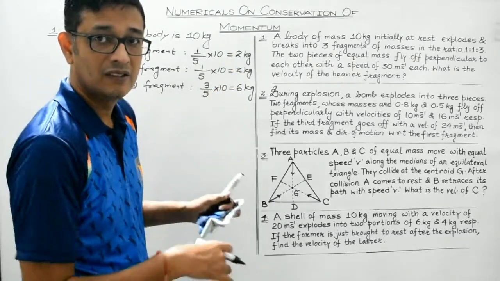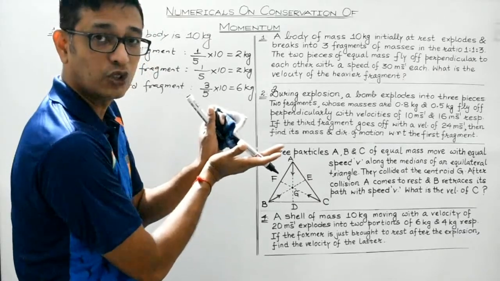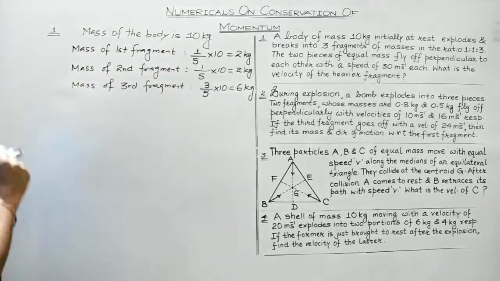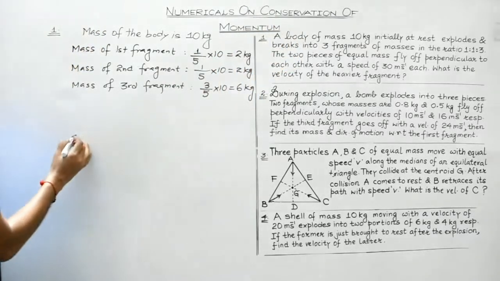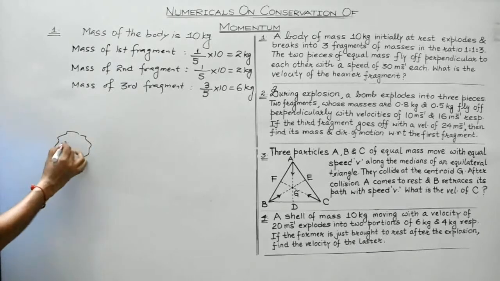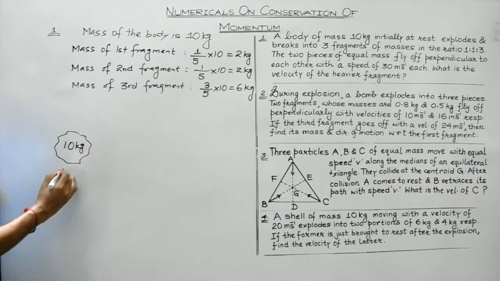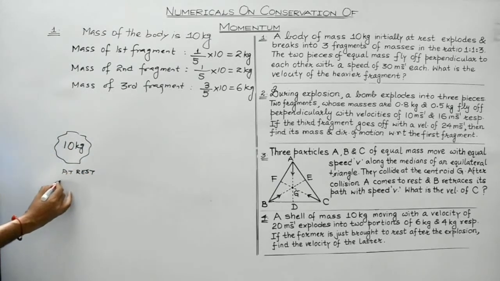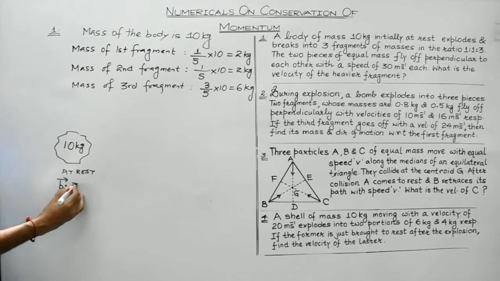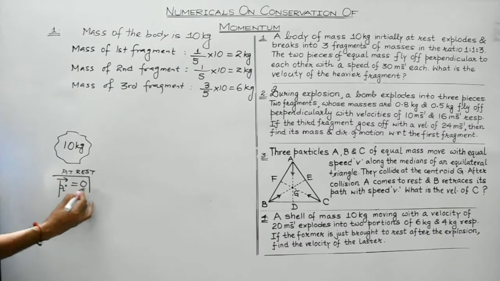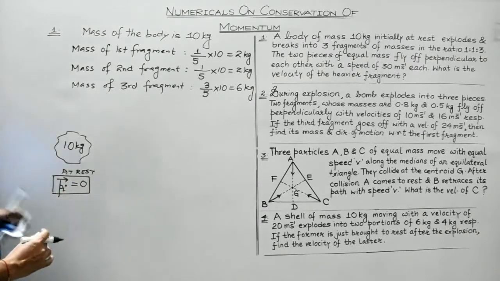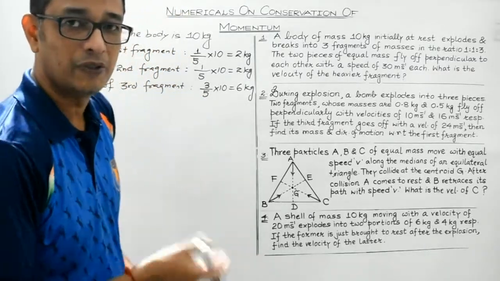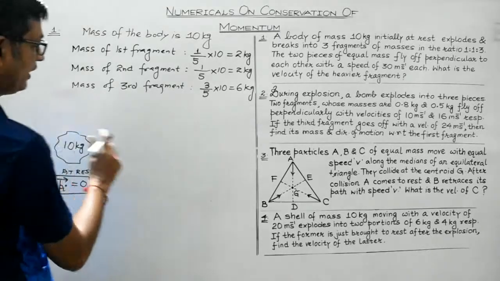After exploding, the two fragments of equal masses fly off perpendicularly, right? So here, suppose this is the initial body of mass 10 kg. It is initially at rest. So if a body is initially at rest, the initial momentum of the system is 0. Momentum is mass into velocity. So if the initial velocity is 0, then the momentum of the system initially, before explosion, is 0. Now it explodes.